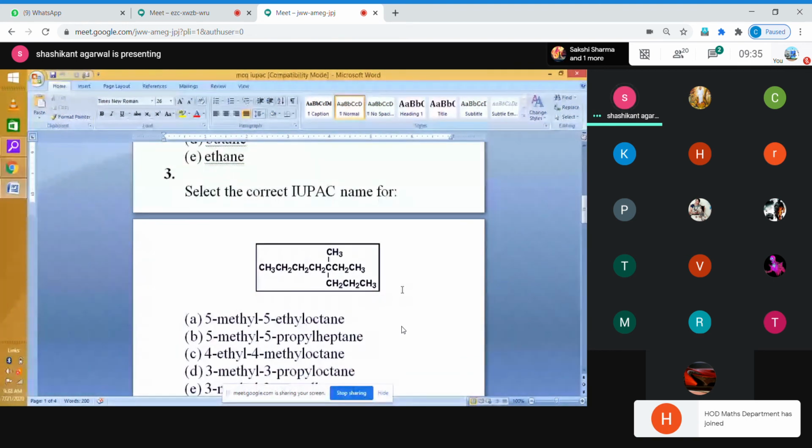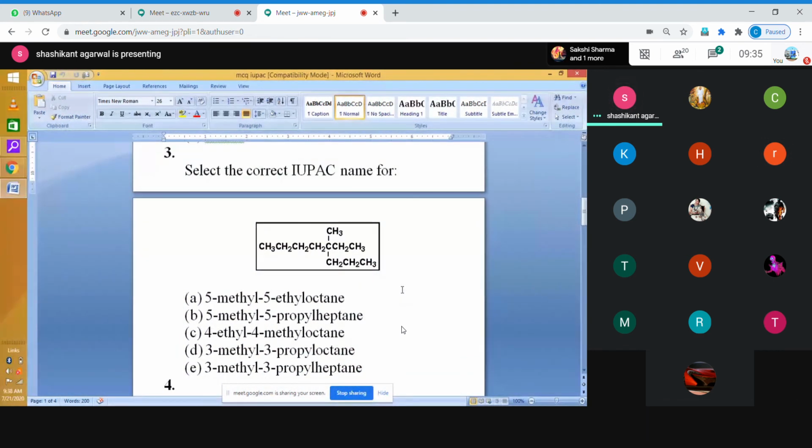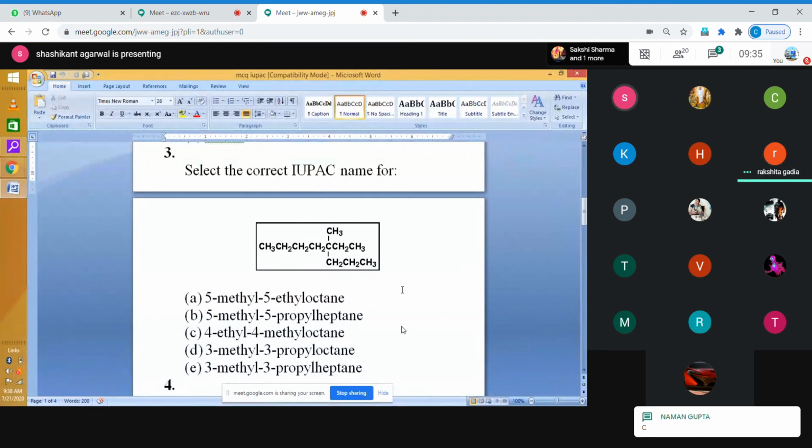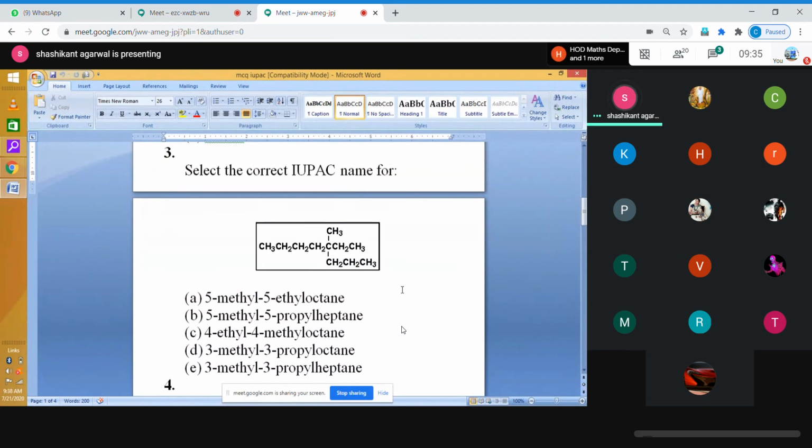So these are the options open to you now. Yes, children, which is the correct answer? Sir, it will be C. C option, 4-ethyl, 4-methyl octane. How many of you agree with this? Sir, option E. 4-methyl octane. Sir, C. Is this answer correct? Yes, sir. That's correct.